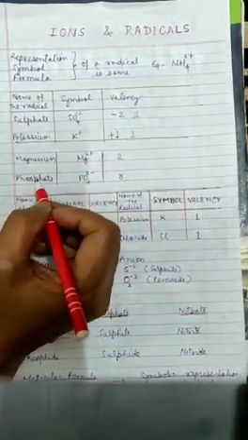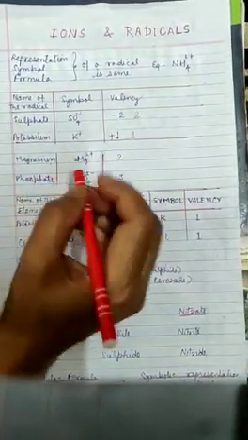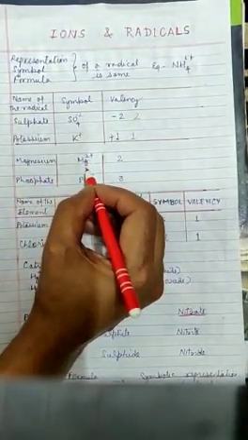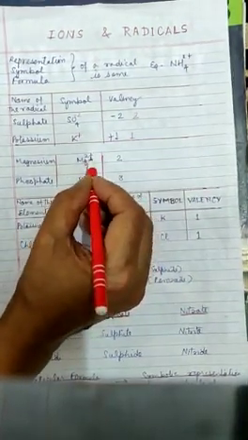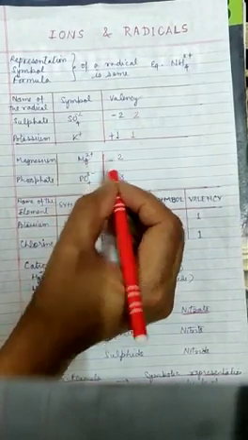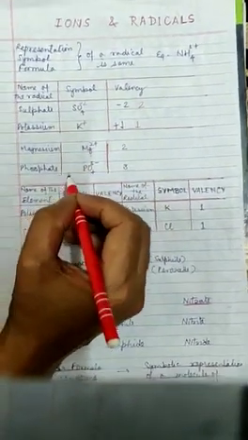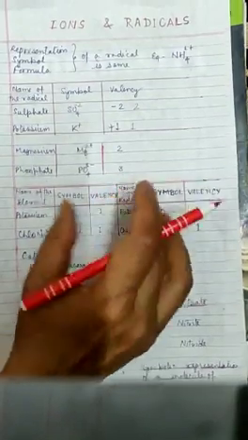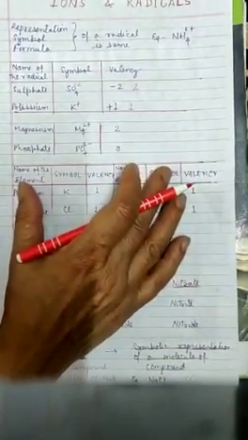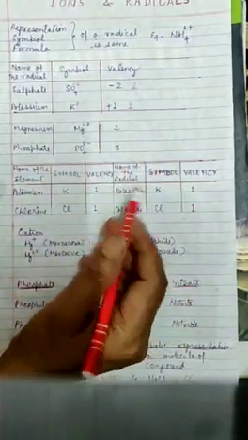Look at one more example. If it is magnesium radical, it should be like this. Symbol, this is correct and this one was wrong. Symbol is Mg2+, valency 2. Similarly, if it is phosphate radical, symbol PO4 3-, valency 3. So I hope you understood and you are not going to repeat the same mistake.